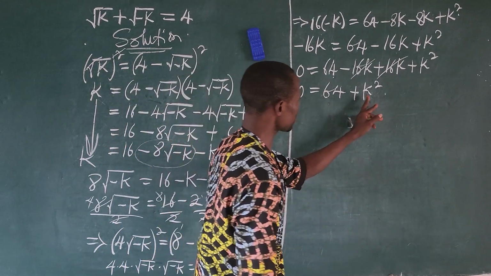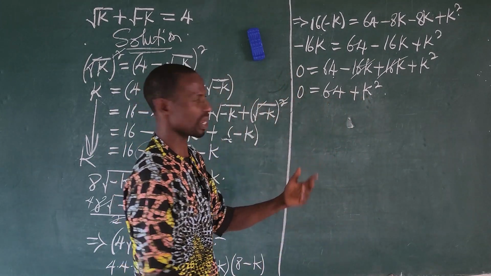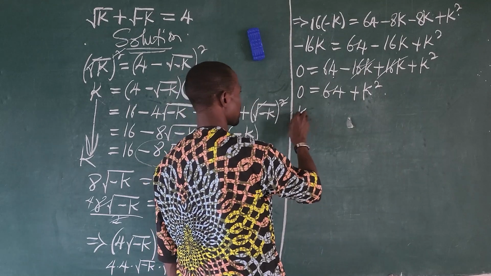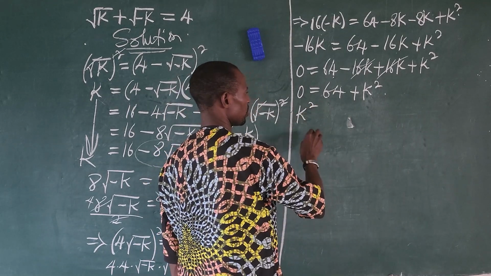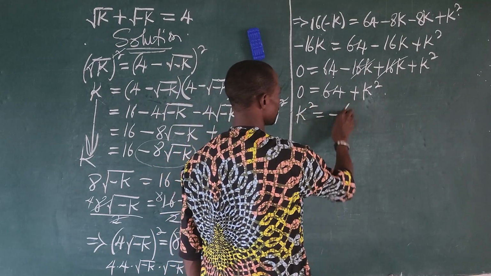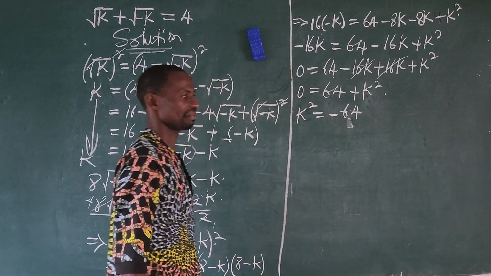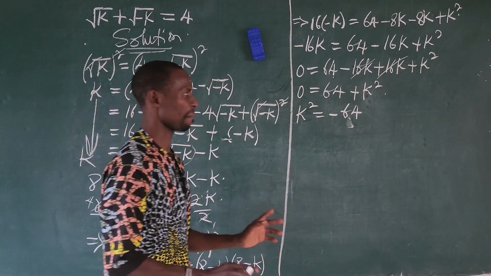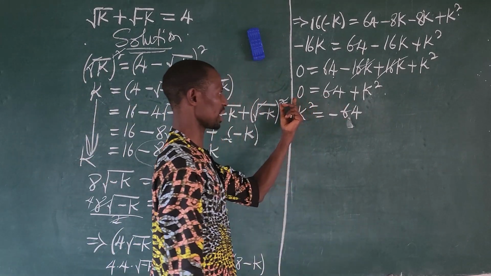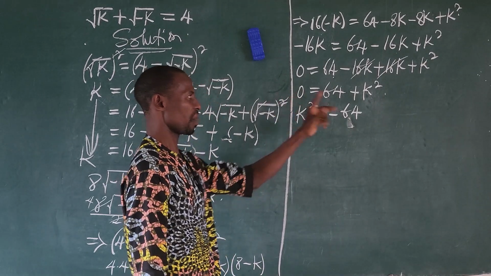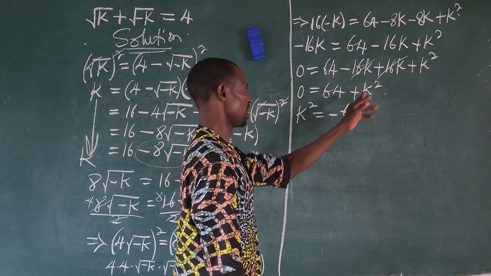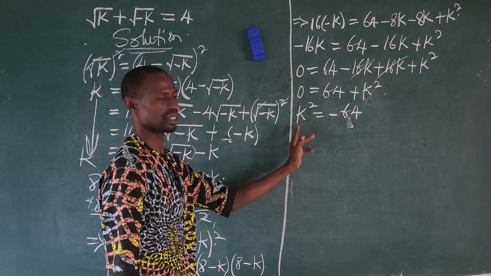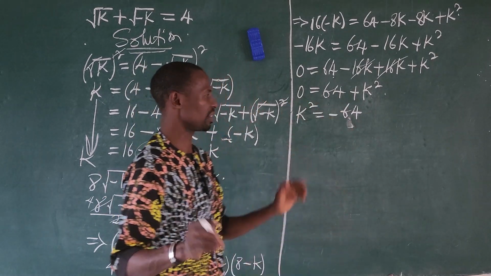Let's move this to this side because it is k we are looking for. So this is going to give us k to the power of 2 equal to minus 64. I believe there's no confusion here. What I did here, I moved this to this side to take the place of minus, while this remains this way. Because we are looking for k, I have to move this to this side and bring this to this side to give us this.